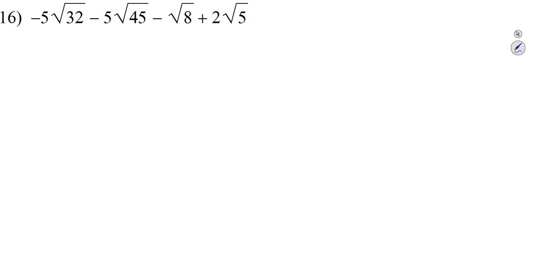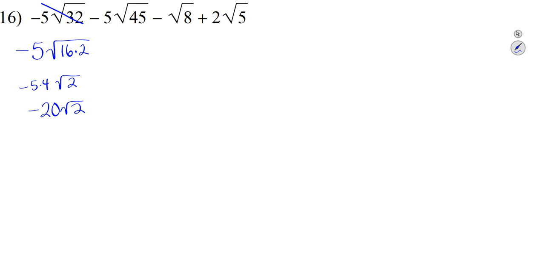16 is very similar. We have all square roots this time, no mixture of roots. So the square root of 32, we need to split that into a perfect square if we can. Okay, 16 times 2. And the reason I use 16 is because that's a perfect square. It comes out as a 4. So negative 5 times 4 is the square root of 2, or negative 20 square root of 2. And that's taken care of.